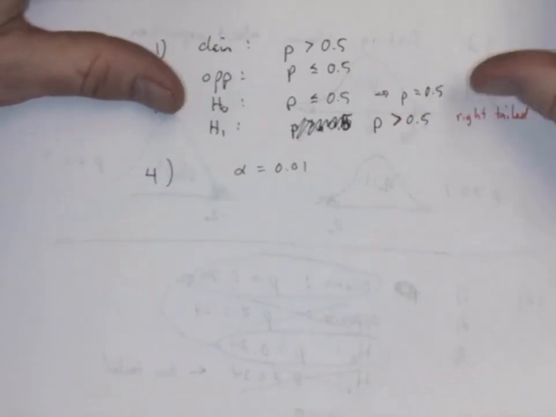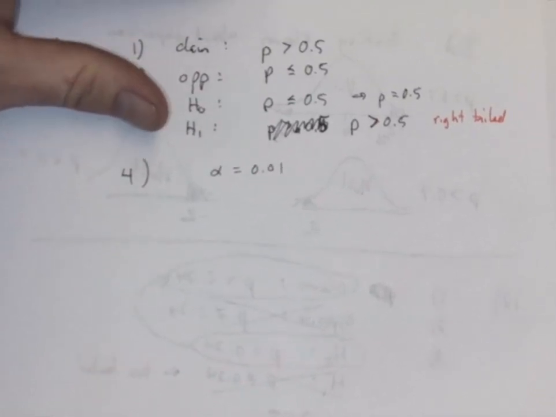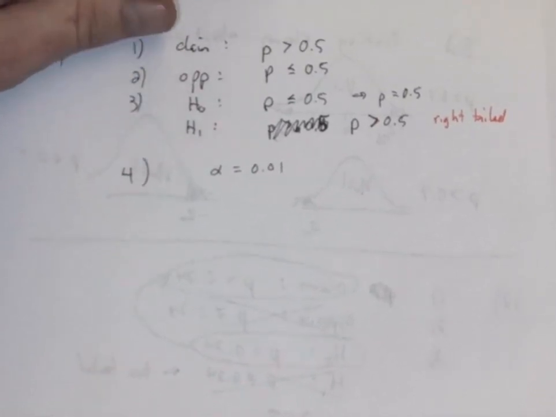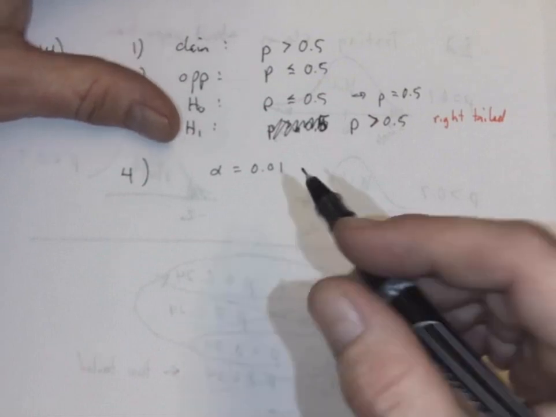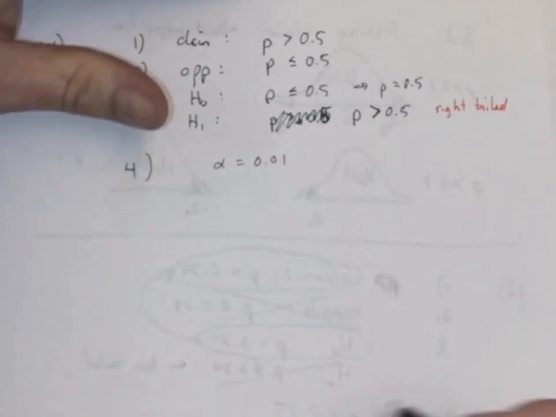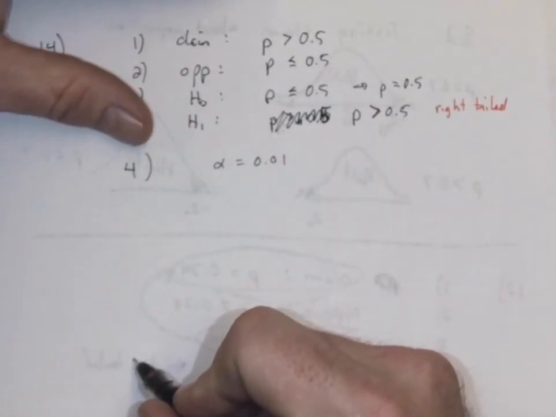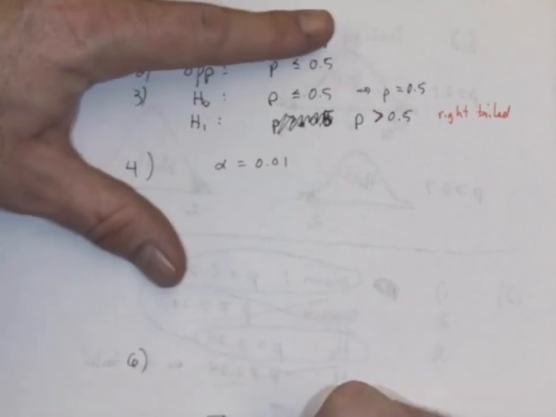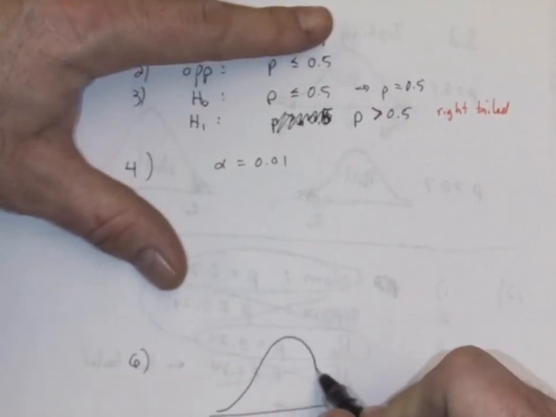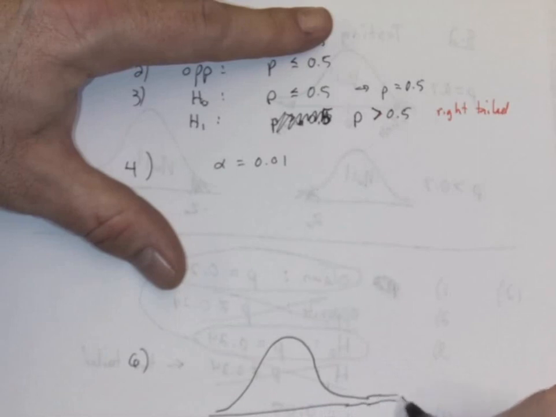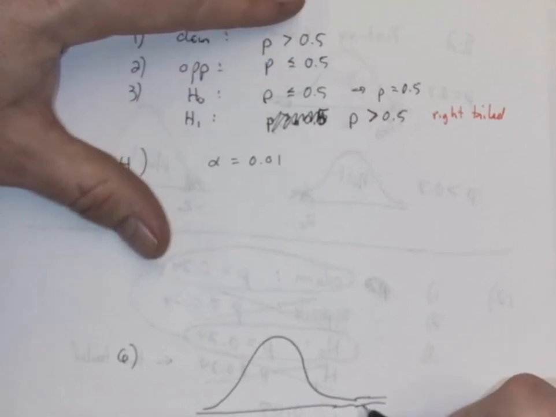I forgot to tell you about p-value. I'm going to have to come back to that in a second. So this is a right-tailed. Since it's right-tailed, I'm only going to use one tail. So I'm going to go down here and have a look at number 6. Since it's a right-tailed, what we have is this particular piece right here. So our right tail is going to be this area right here, which happens to be 0.01.